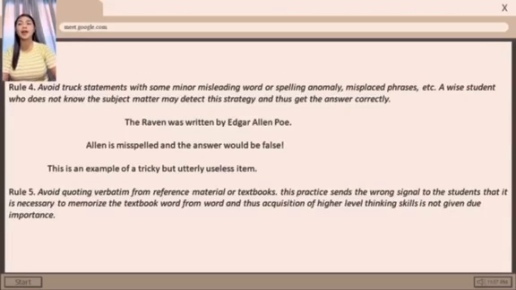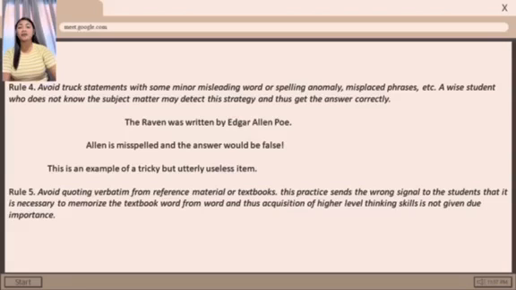Rule number 4. Avoid tricky statements with some minor misleading word or spelling anomaly, misplaced phrases, etc. A wise student who does not know the subject matter may detect this strategy and thus get the answer correctly. Example, The Raven was written by Edgar Allan Poe. Allan is misspelled and the answer would be false. It is an example of a tricky but utterly useless item.